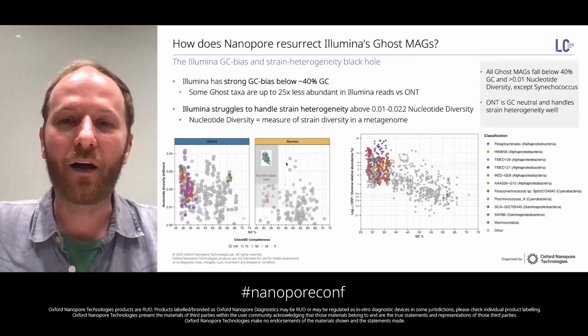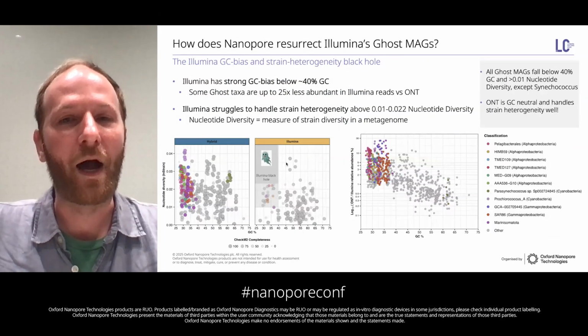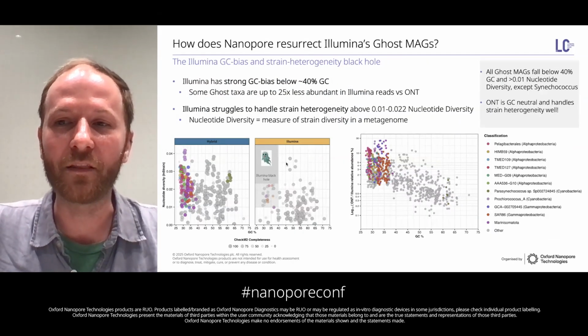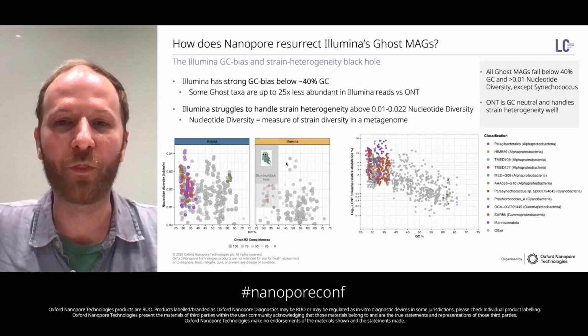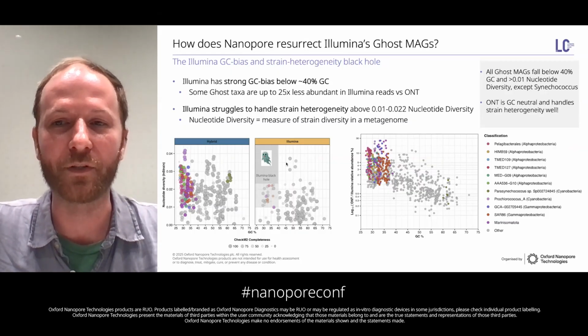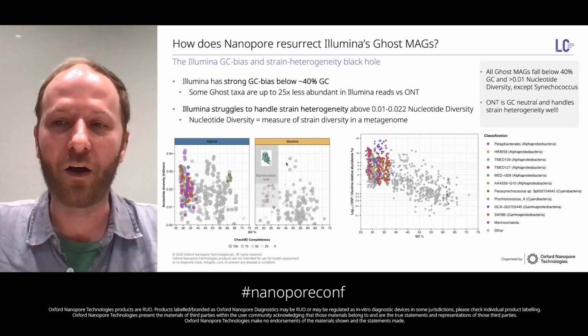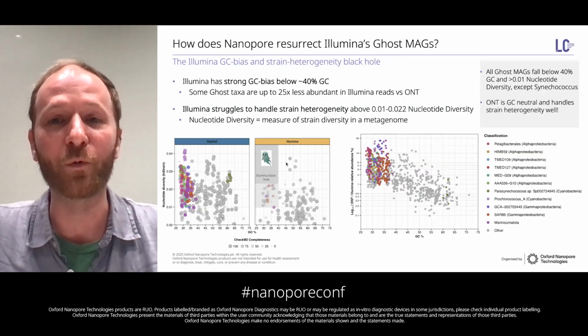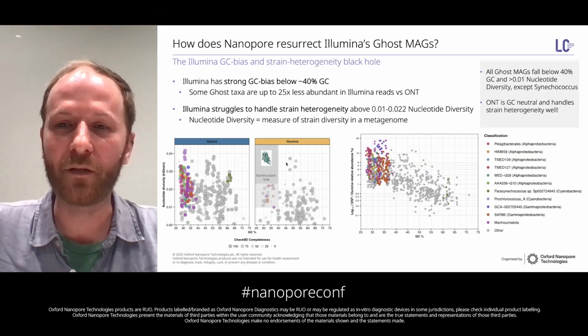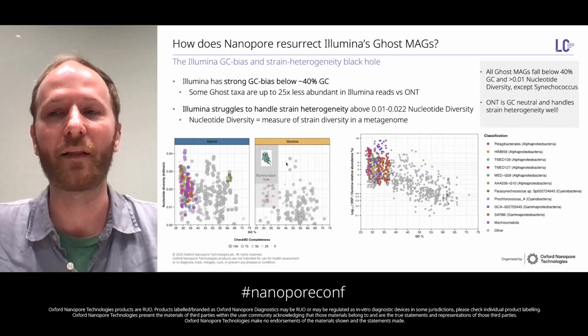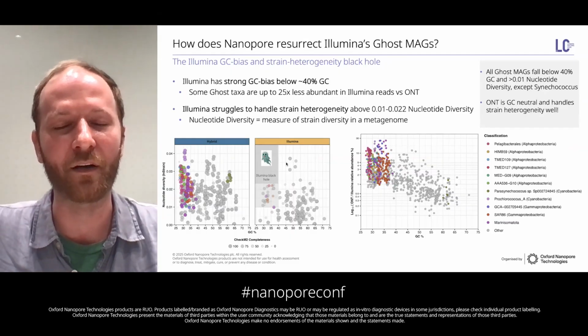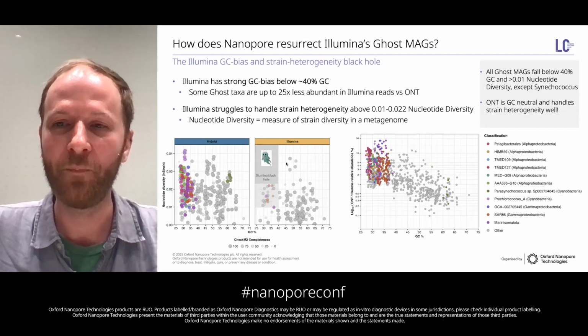So we also wanted to revisit the question of why this happens. And in looking at all of our ghost taxa, the main thing that sticks out immediately, or did to me, is that almost all of them have GC contents lower than 40%. And so we mapped the Illumina reads to our MAGs, and we highlighted the ghost taxa, and that's what I'm showing here on the right plot.